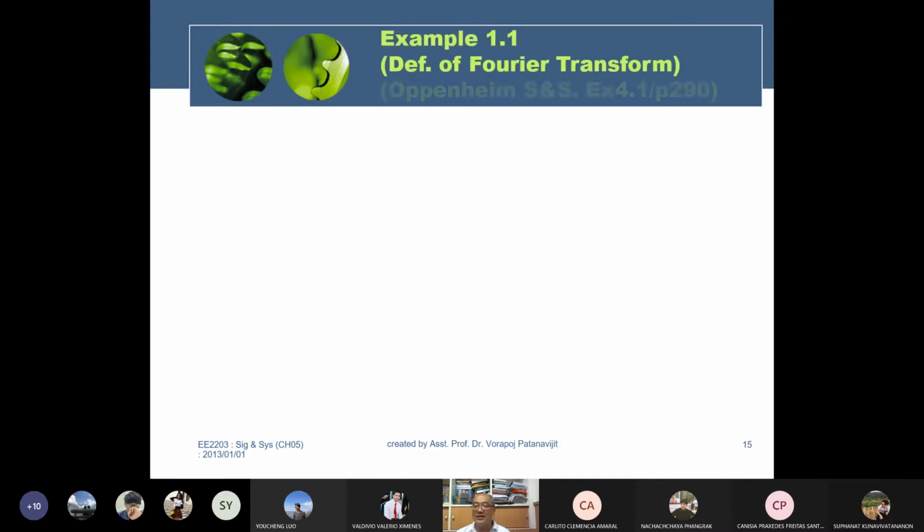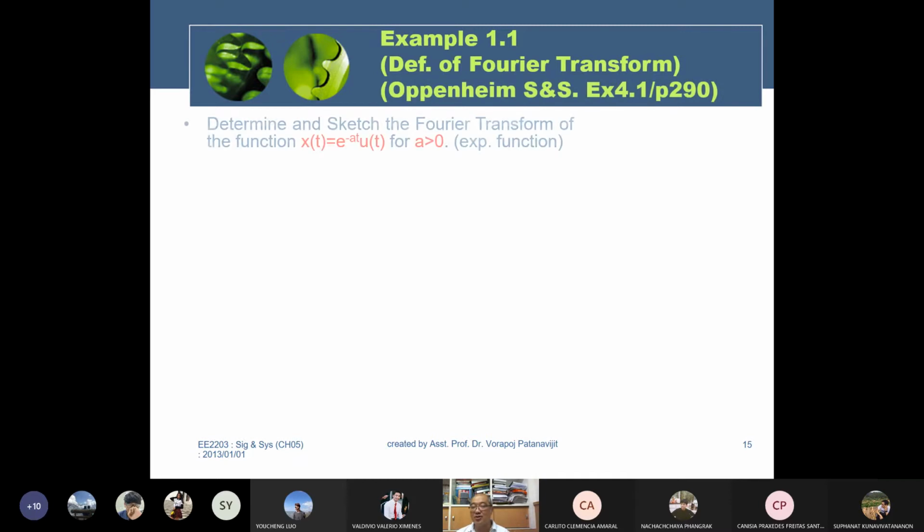In order to give you a better understanding of the Fourier transform, I will show you how to compute it, okay? Determine and sketch the Fourier transform of the following function: e^(-at) is a decaying exponential multiplied by u(t). For time less than 0, the signal is equal to 0, and 0 multiplied by anything gives you 0. Therefore, x(t) will be 0 for time less than 0. And for time greater than 0, x(t) equals e^(-at), a decaying exponential.